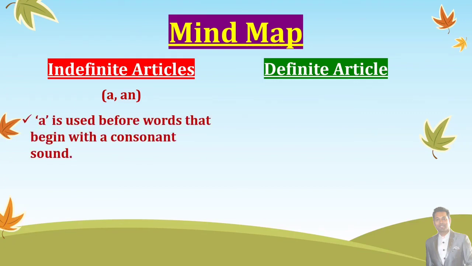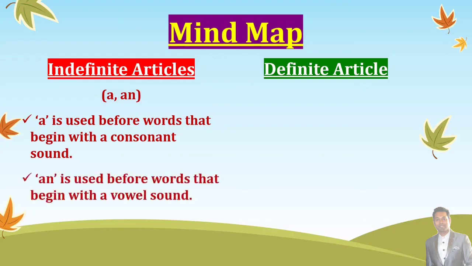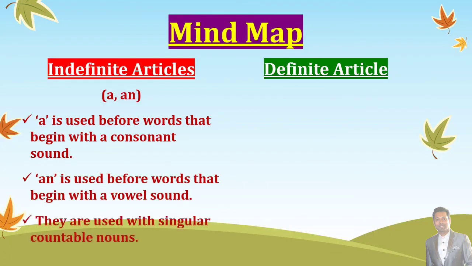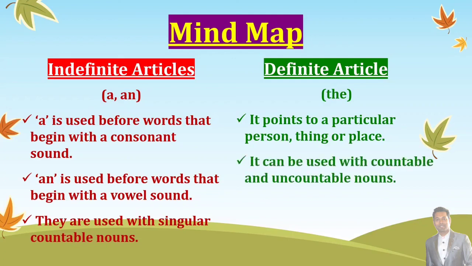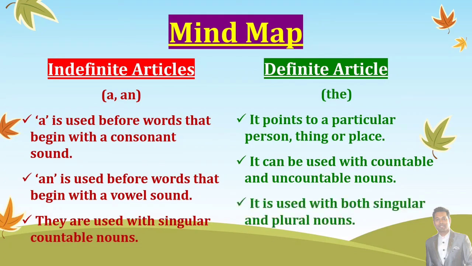A is used before words that begin with a consonant sound. An is used before words that begin with a vowel sound. They are used with singular, countable nouns. Please be sure about it. Singular, countable nouns only. Now, definite article. There is just one definite article, that is the. The is used to point to a particular person, thing, or place. It can be used with countable and uncountable nouns. There's no problem here. It is used with both singular and plural nouns.